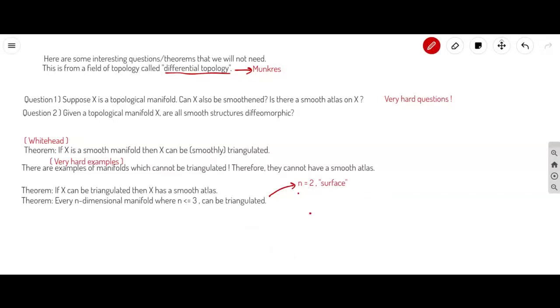When n is equal to 3, this was proven in the 1970s by Moyes. Moyes is not alive anymore, but he happened to have been the PhD advisor to Moncrief. So Moyes proved that three-dimensional manifolds can be triangulated. So in particular, that means there is a smooth atlas. And if you're doing topology, you only care that a smooth atlas exists. So that was proven by Moyes.